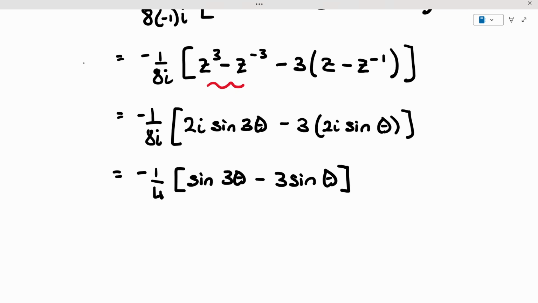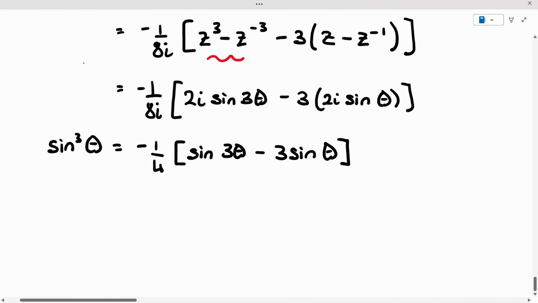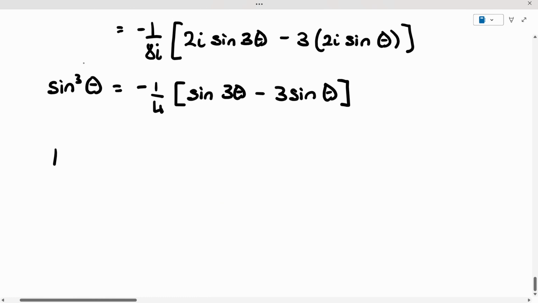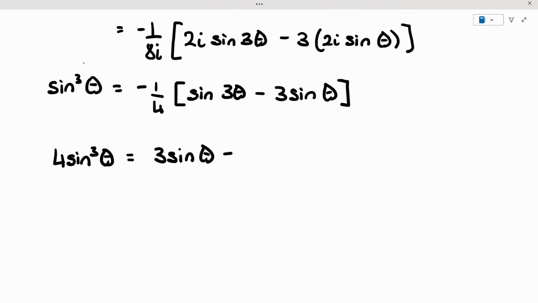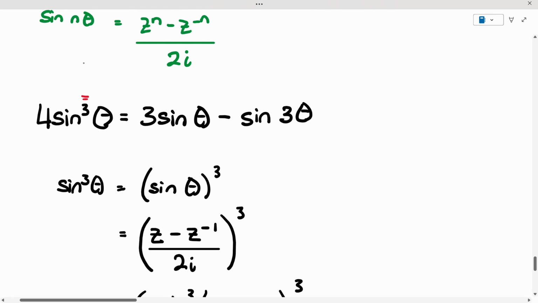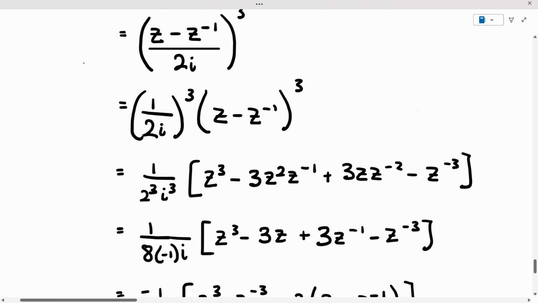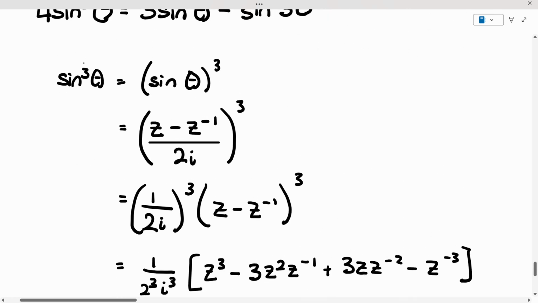And this was initially equal to sine cubed theta all the way up from here. So we just carry over the 4 now. We get 4 sine cubed theta, and we multiply throughout by the minus sign, equal to 3 sine theta minus sine 3 theta, which is exactly what we needed to prove in the original question. Okay, so that's how you do this last application here of de Moivre's theorem.